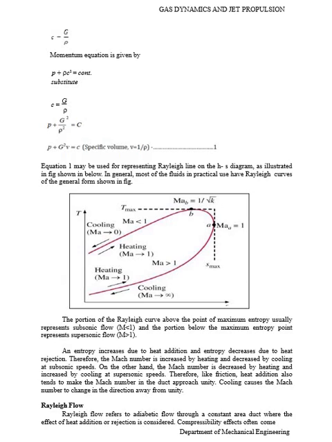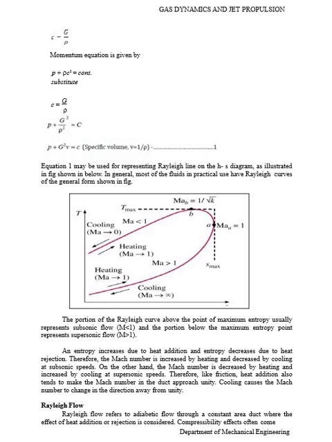The momentum equation is given by P plus rho C square equal to constant. Substitute C equal to G by rho, then P plus G square divided by rho square equal to constant. Then P plus G square v is equal to constant, where specific volume v equal to 1 by rho.